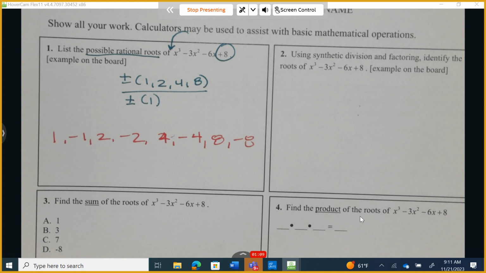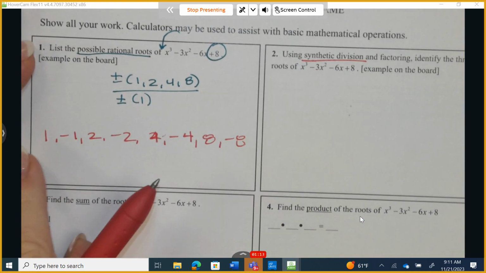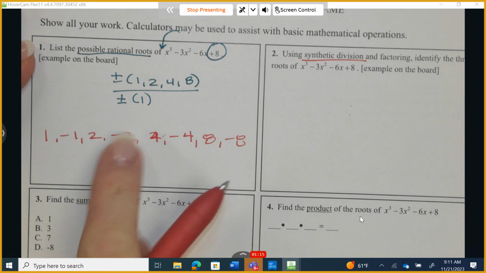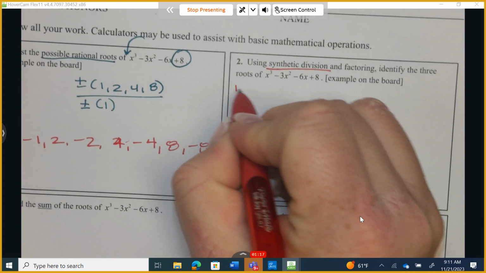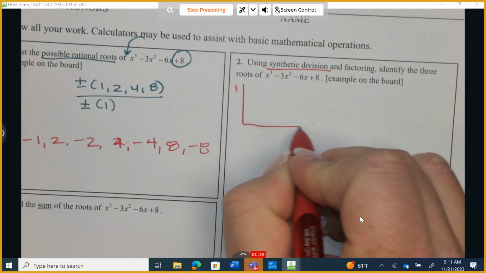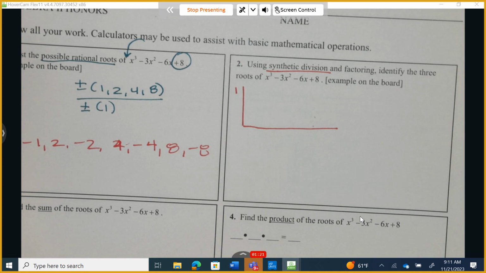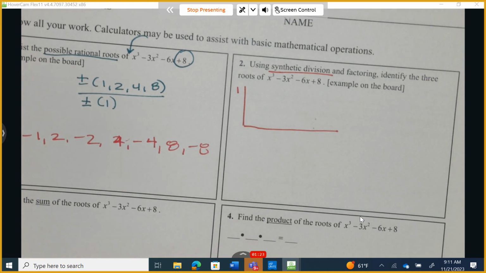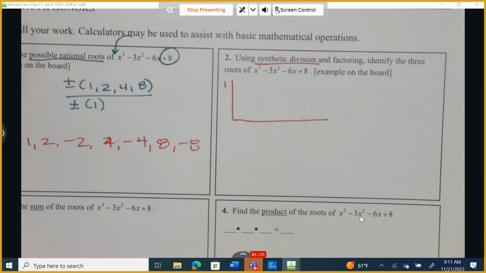Now, with those possible rational roots, we're going to start by using synthetic division, and we're going to test until we find one that works. So I'm going to start with positive 1. If you don't have this paper, take out just a blank piece of paper. There's always blank paper up here to use. There's pencils and pens up on my desk.